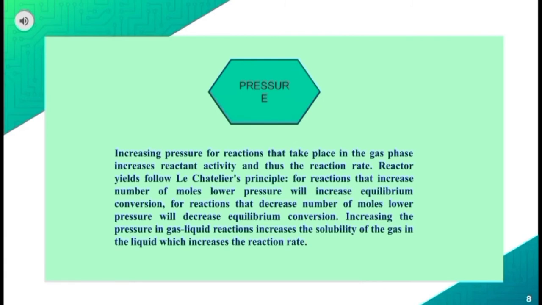Lastly, the next parameter which we can use is pressure. Increasing pressure for a reaction that takes place in the gas phase increases reactant activity and thus the reaction rate. Reactor yields follow Le Chatelier's principle, whereby for a reaction that increases the number of moles, lower pressure will increase equilibrium conversion. For a reaction that decreases the number of moles, lower pressure will decrease equilibrium conversion. Thus, increasing the pressure of a gas-liquid reaction increases the solubility of the gas in the liquid, which eventually increases the reaction rate.